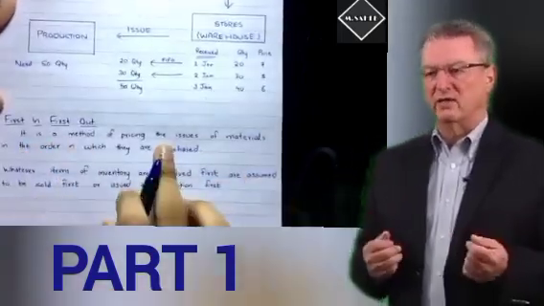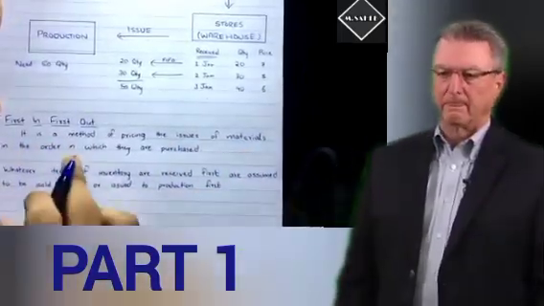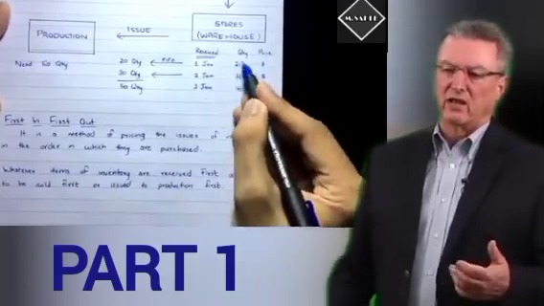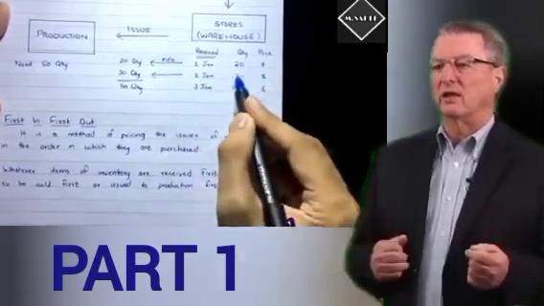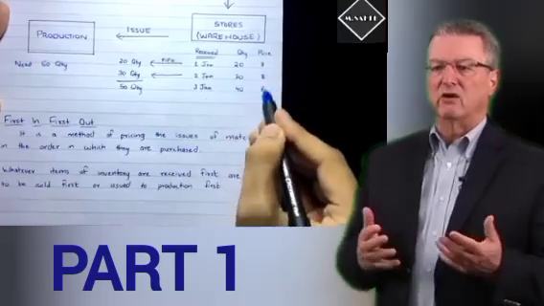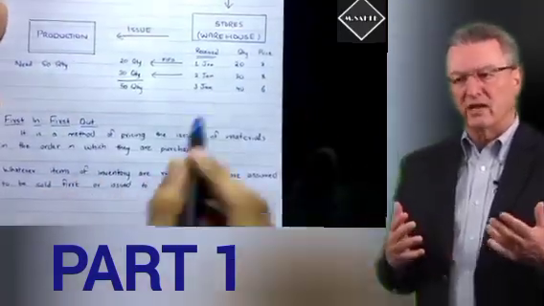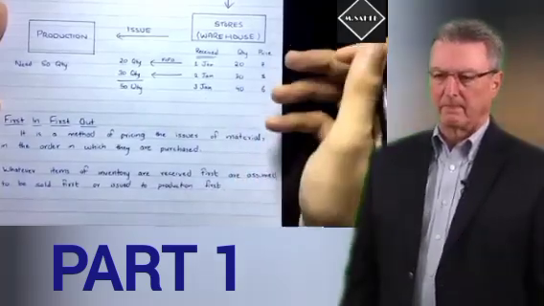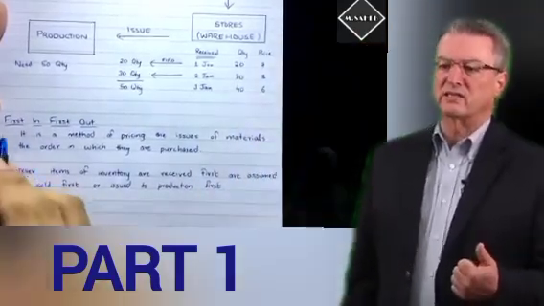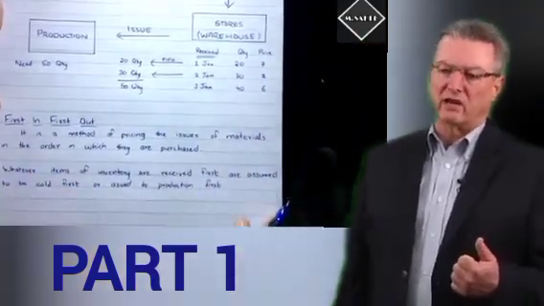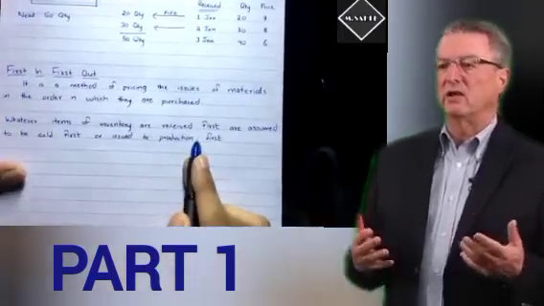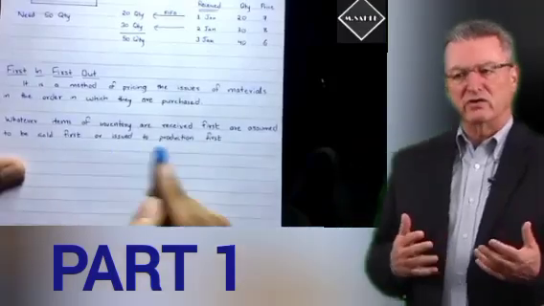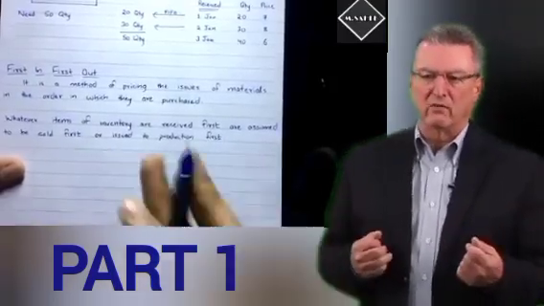It is a method of pricing the issue of materials in the order in which they are purchased. See here, on 1st January you purchase 20 quantity, on 2nd January you purchase 30, on 3rd January you purchase 40, and at these prices. So now how will they be released to the production department? In the order they were purchased. This is the first in first out method of inventory valuation. Whatever items of inventory are received first are assumed to be sold first or issued to the production department first.